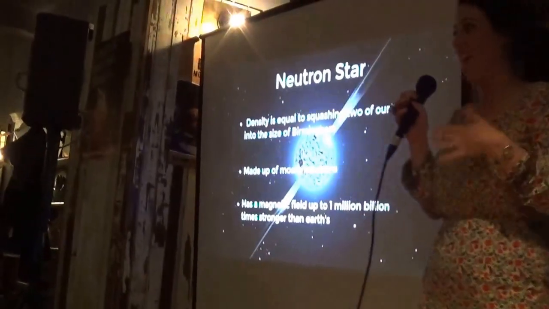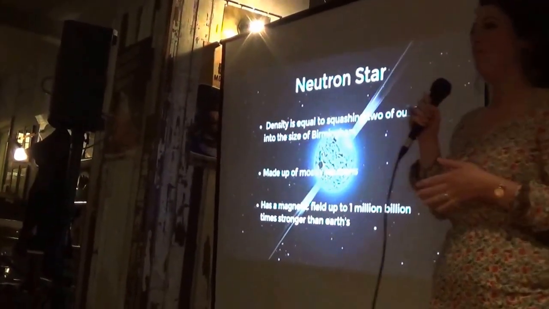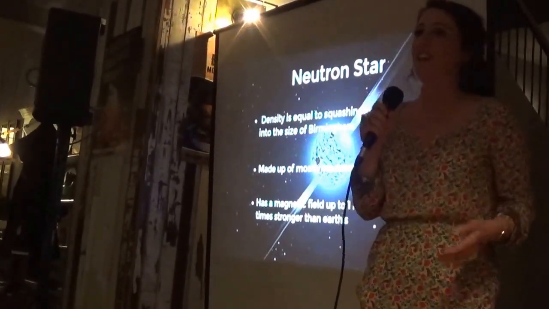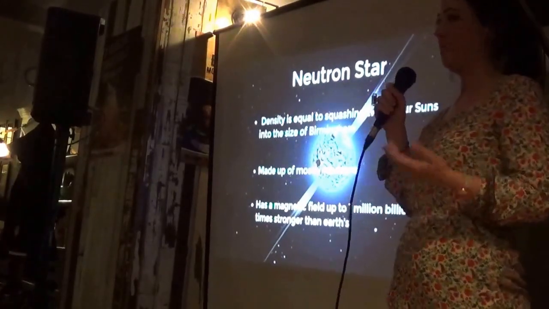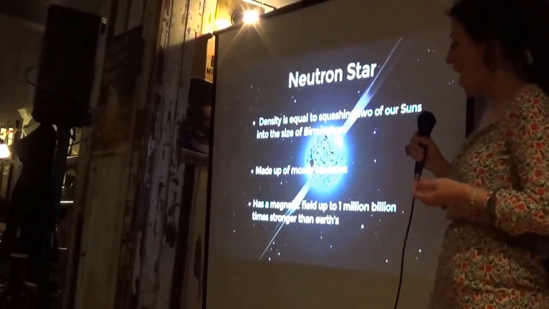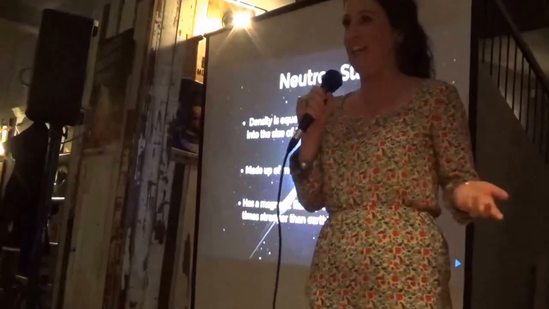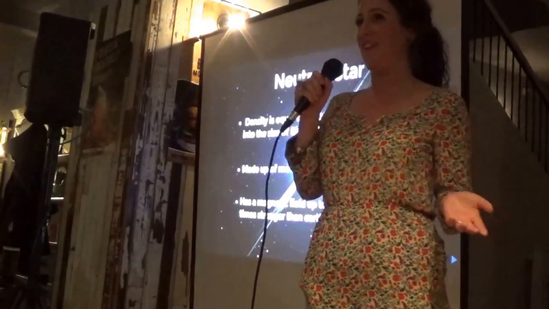And just as a scale to compare to the black hole, Birmingham is twice the size of Southampton. So a neutron star is half as dense as a black hole. A neutron star, unsurprisingly, gets its name because it's made up mostly of neutrons.